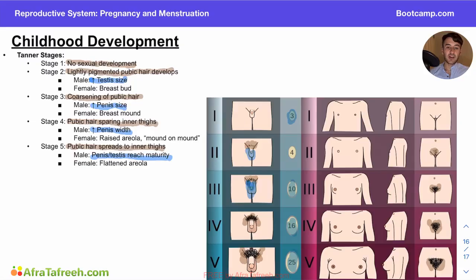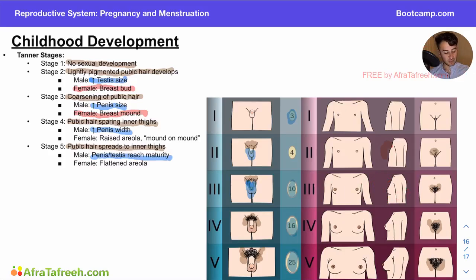Now moving on to our female phenotype. In stage 1 we have no development as previously mentioned, and in stage 2 it's all about the breast bud. Our breast bud is going to be this slight elevation that we can appreciate here in our lateral picture. We can see that it's not perfectly flat. We have a slight breast bud that begins to form, and then after that in stage 3 we're going to start calling this a breast mound, and you can appreciate that here in stage 3 this breast bud has now turned into a mound of sorts.